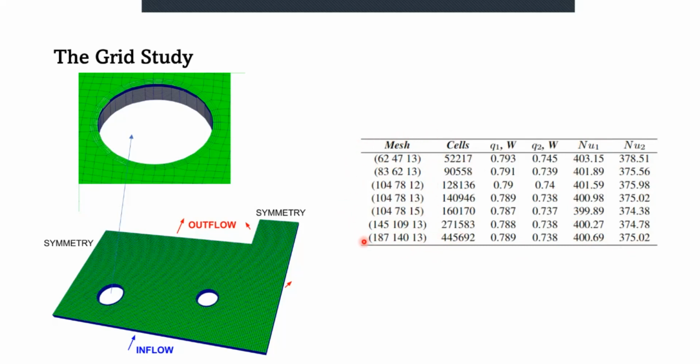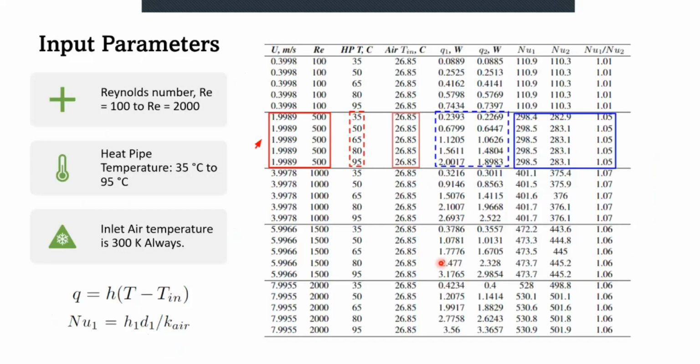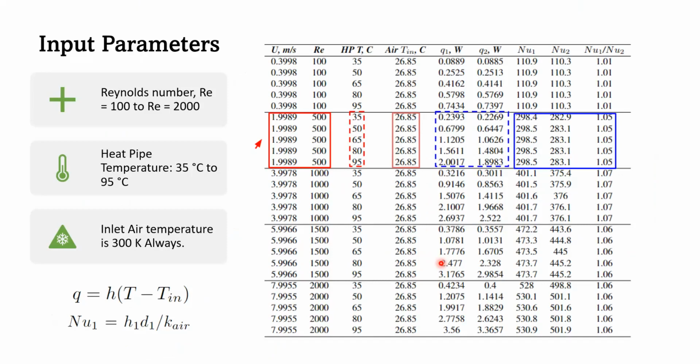mesh size or broad range of cell counts. The input parameters remain the Reynolds number from 100 to 2000, heat pipe temperature from 35 degrees centigrade to 95 degrees centigrade, and inlet air temperature is 300 Kelvin for all the runs.